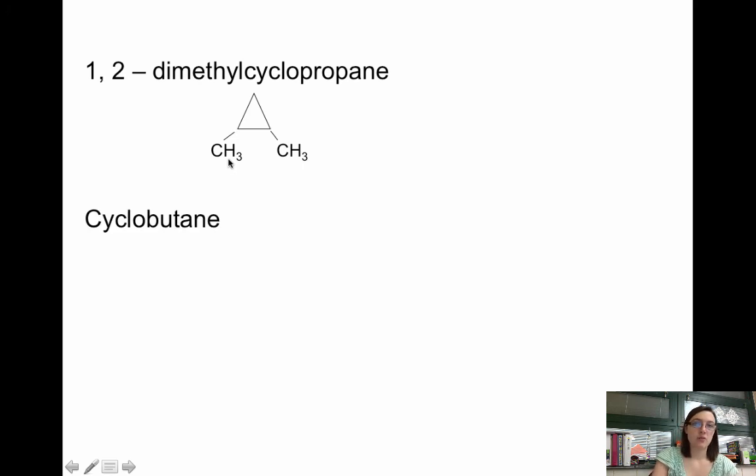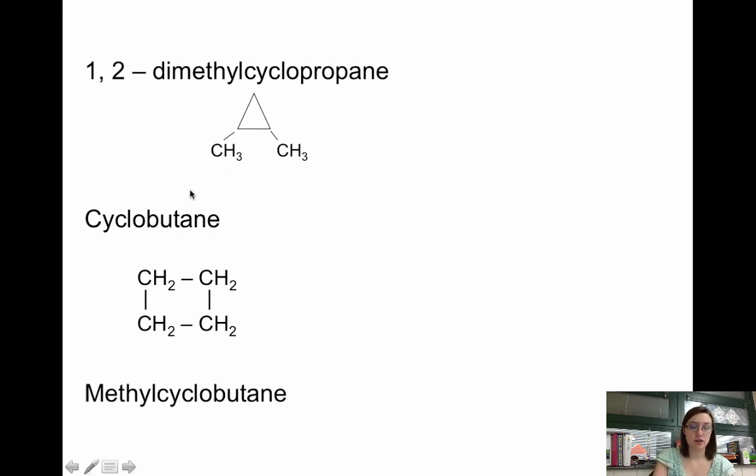Then we have cyclobutane. Cyclobutane looks like a square. It's 4 carbons, all single bonded, in a ring structure. Then you could have methyl cyclobutane. So again, we don't include the 1 here because it's assumed that it's going to be off the first carbon as you're numbering.